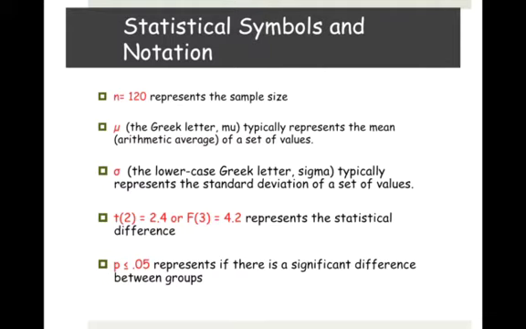So mu equals 13.76. That is the statistical notation for average. The lowercase sigma represents the standard deviation between the values, between the means. And if you see a t with parentheses, that means 2 groups are being compared. So that's the statistical difference between the 2.